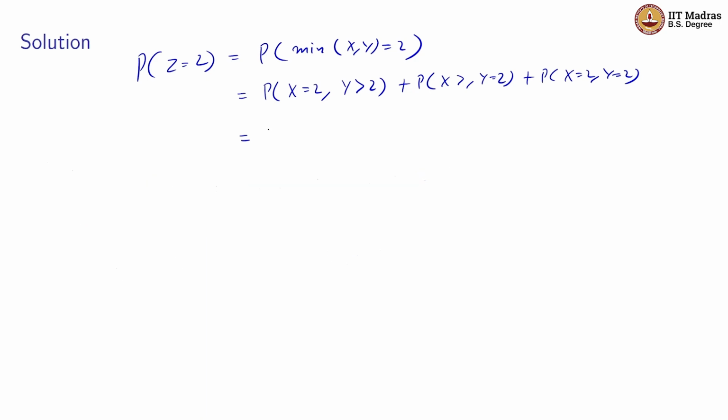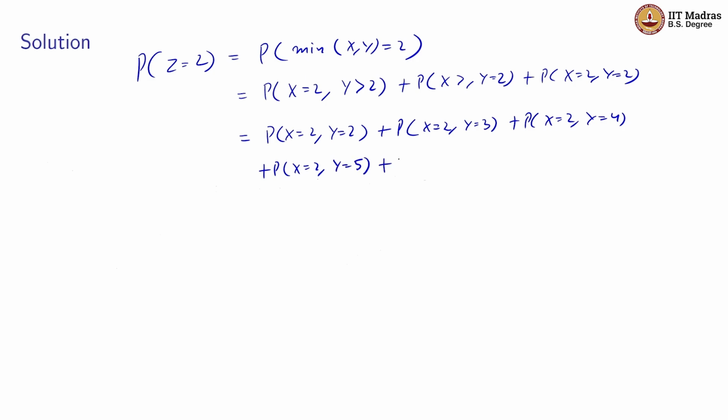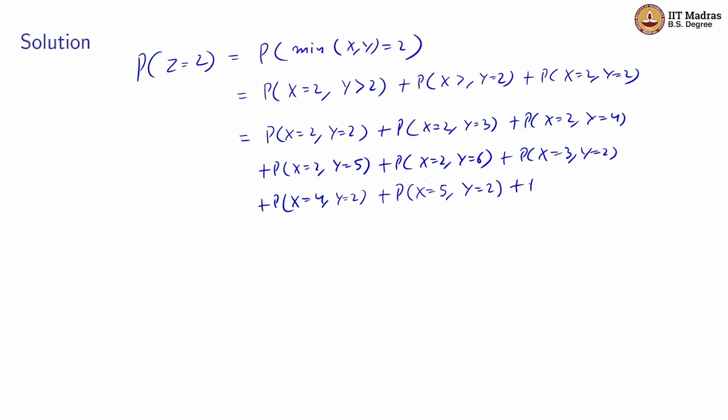So the probability that the minimum of x and y is equal to 2 will be equal to probability x is equal to 2, y is equal to 2, plus the joint probability x is equal to 2, y is equal to 3, plus probability x is equal to 2, y is equal to 4, plus probability x is equal to 2, y is equal to 5, plus probability x is equal to 2, y is equal to 6, plus probability x is equal to 3, y is equal to 2, plus probability x is equal to 4, y is equal to 2, plus probability x is equal to 5, y is equal to 2, plus probability x is equal to 6, y is equal to 2.